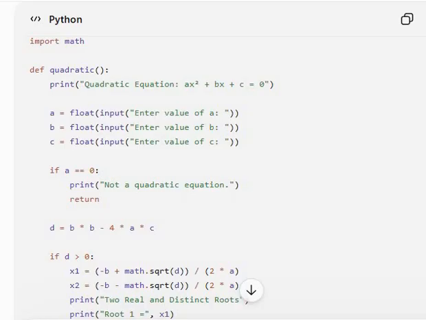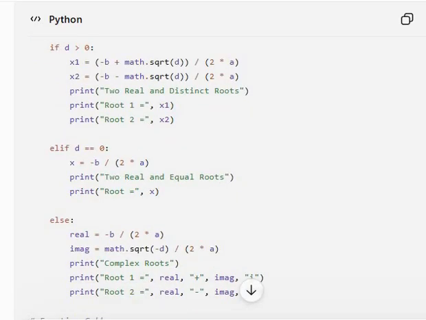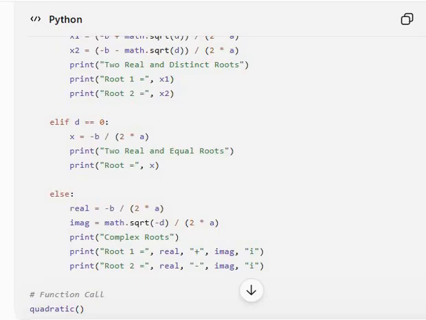The name of the function here is quadratic. D greater than 0, D equal to 0, all these conditions are placed within the function body. Now the function is called quadratic. Instead, we can rewrite the program using three different functions. One function for greater than 0, one function for less than 0, and one function for equal to 0.